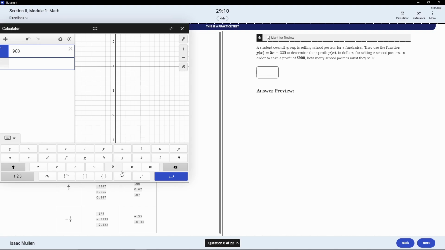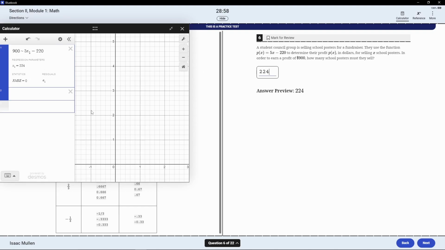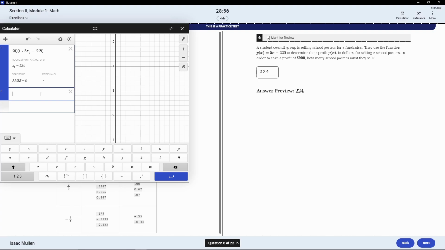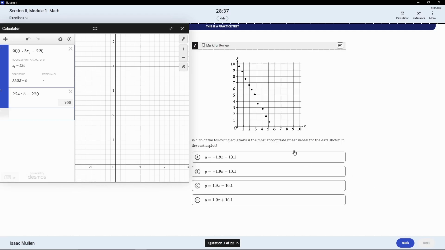Well, we can pop this into a regression equation, quite simply, like this. And we see they have to sell 224 posters. Or, to make this make sense, 224 multiplied by 5, because if x is equal to 224, 5 times x is equal to 1,120, and then take away 220, and this should be 900. So therefore, we know our answer is correct.